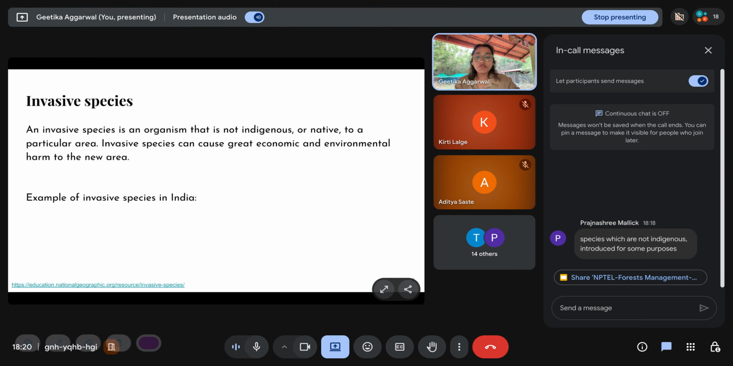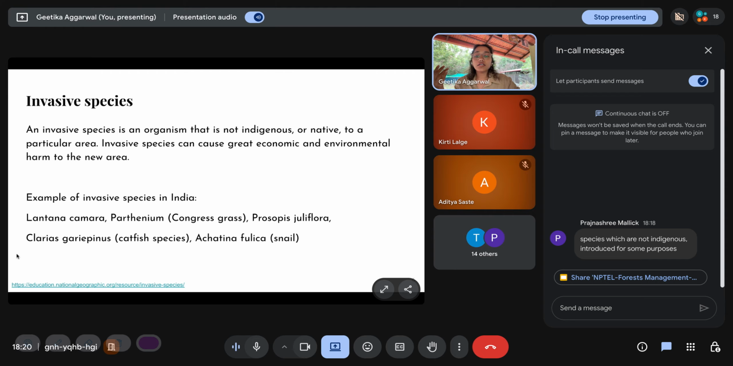Some examples of invasive species in India: one of them is Lantana camara, which you might be aware of. It's very famous. Then there's Parthenium, which is also called Congress grass. There's Prosopis, and there are also some fish species like the catfish species called Clarias gariepinus. Then there is Achatina fulica, which is a snail species. So it's not just plants; there can be animal and fish species which can also turn out to be invasive and take over the entire habitat because they're better at utilizing the resources in this area.